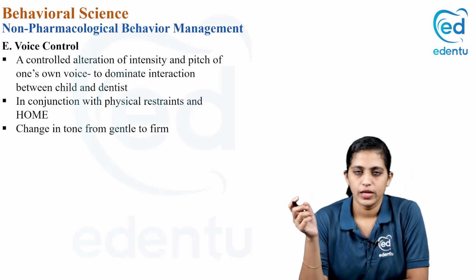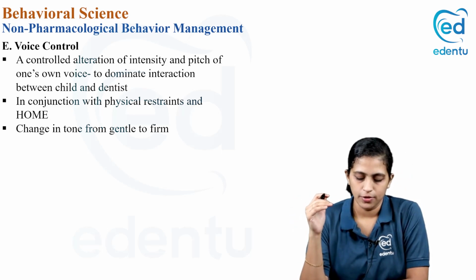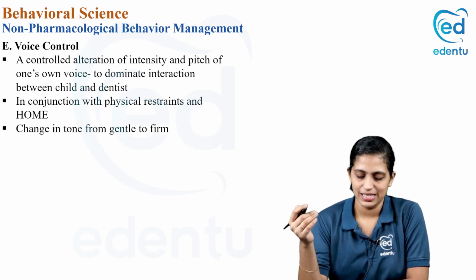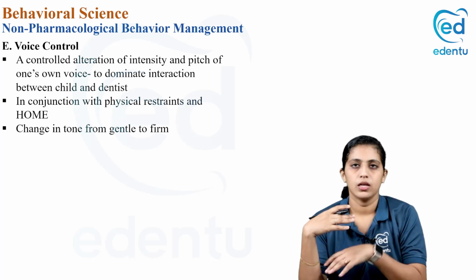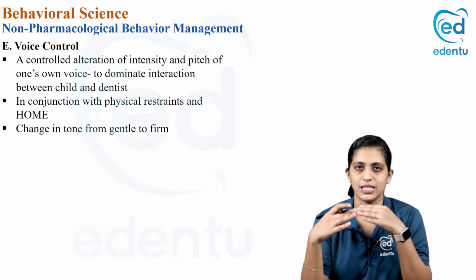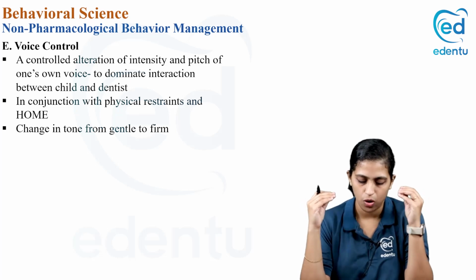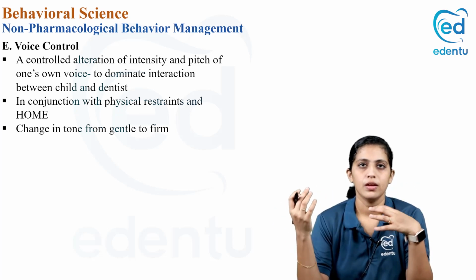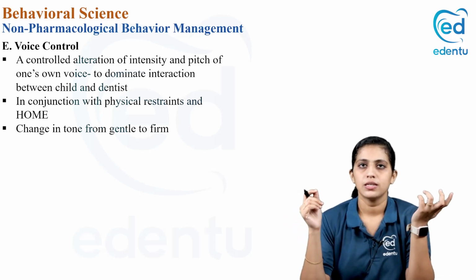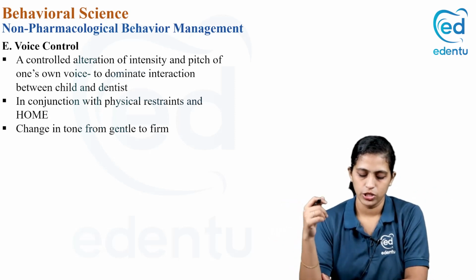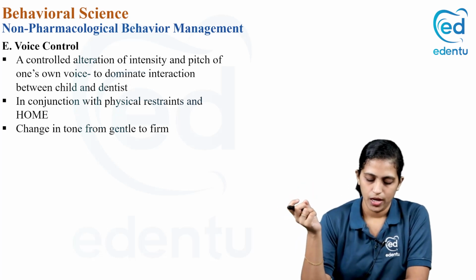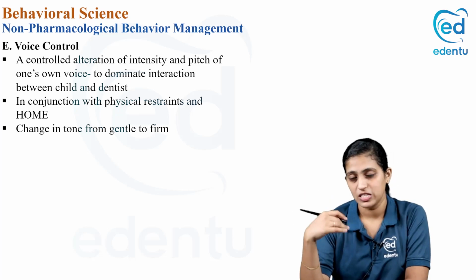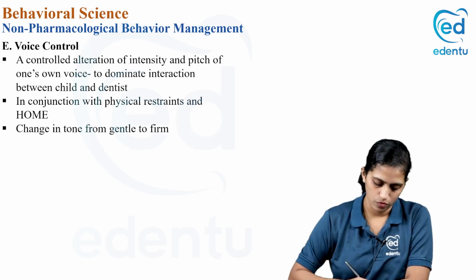Next behavior modification is voice control. This is a controlled alteration of the intensity and pitch of one's voice to dominate interaction between child and dentist. Here the intensity and pitch of the dentist's voice is changed so that the child starts to concentrate and listen to what the dentist is trying to explain. Voice control is usually done in conjunction with physical restraints and or hand over mouth exercise. The change in tone can be from very gentle to a firm type of voice.